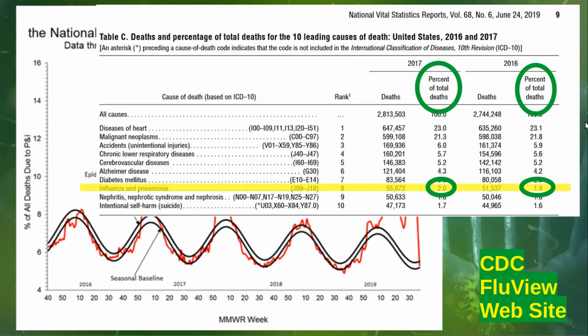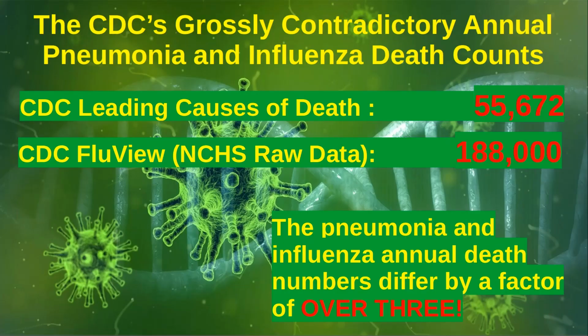However, the FluView website gives at least 6%. In fact, the average is around maybe 7%. These differ by a factor of over 3. In fact, the FluView website gives the raw data used to produce their graphic, which also does not contain any error bars.